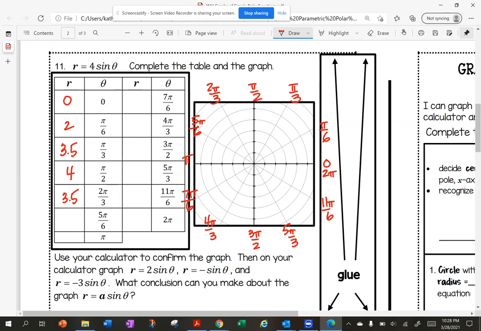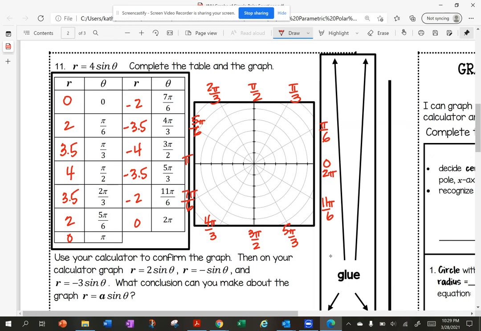Then 3.5, 2, 0, -2, -3.5, -4, -3.5, -2, and 0. Okay, so I'm going to go back and I'm going to plot these points now.